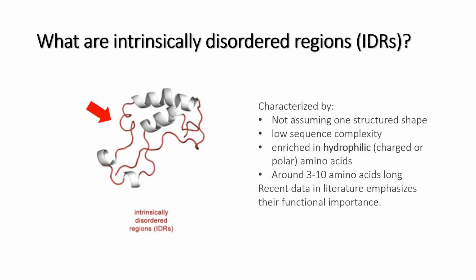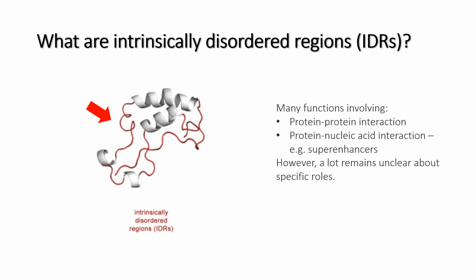So they are able to be found in many different organizations, kind of. They have a low sequence complexity of amino acids, and they are enriched in hydrophilic amino acids. So these ones are those that can dissolve well in water. They tend to be around 3 to 10 amino acids long, so they're quite short. And the researchers who made this paper chose to study these because of the increase in recent data in the literature emphasizing how functionally important these regions are.